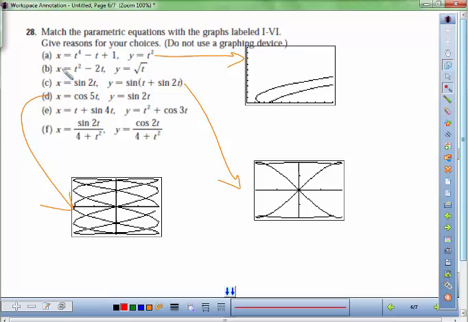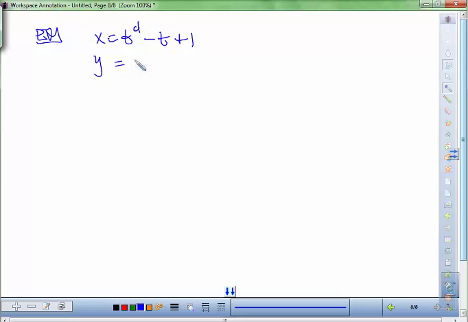So let's take a problem from a graph that we did previously over here. Let's take this first one, a. That's x equals t to the fourth minus t plus 1. So let's do an example. Our x is t to the fourth minus t plus 1, and our y is equal to t squared.